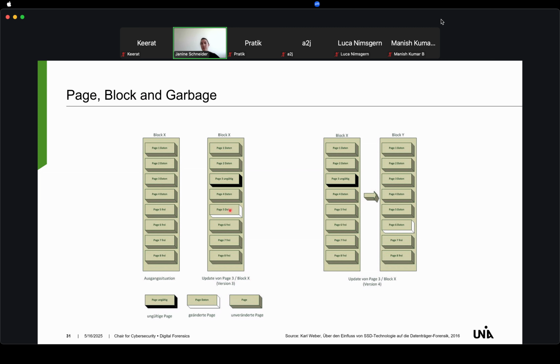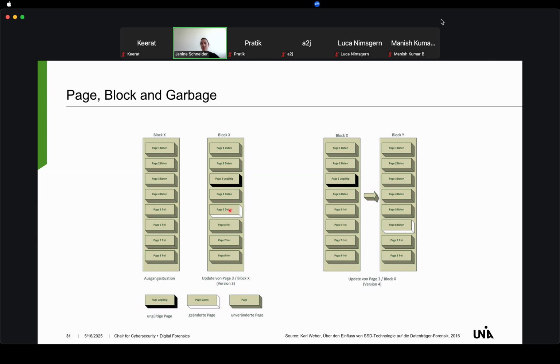But with this strategy, it's done. So you only write one page in the same block. And then there's version 4, or strategy 4, where you do the same thing as with strategy 3, but you don't write to a free page in the same block, you write to a free page in another block. So this page is marked as invalid. You write to another free page in another block and change the LBA address.